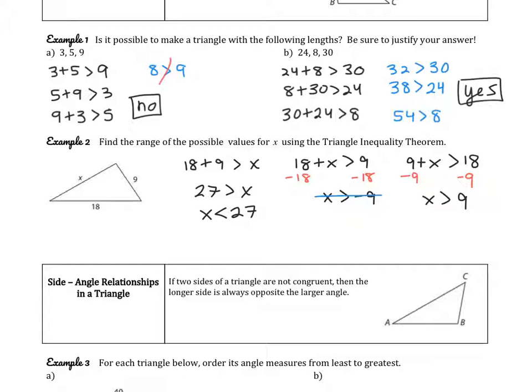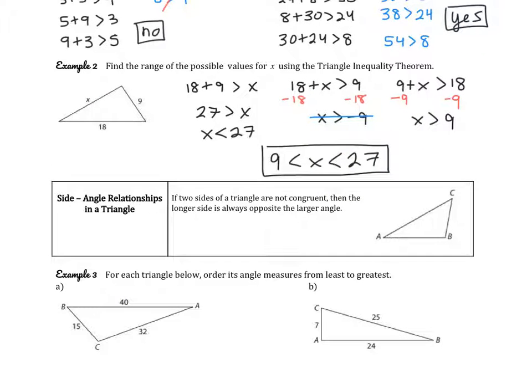I'm going to cross that out because, well, we can't have a negative side length anyway, so this is kind of a vague piece of information. And we also know that x must be greater than 9. So here I see x is greater than 9, but less than 27. So that means my lower boundary is 9, and my upper boundary is 27. So you can see that I put these two together to say x is greater than 9, but less than 27. So any value between 9 and 27 would be acceptable for this side length.